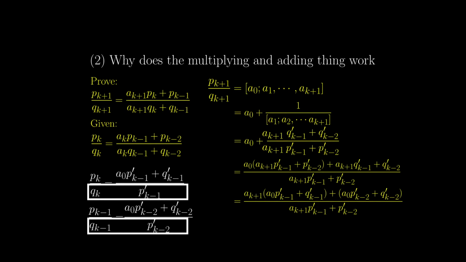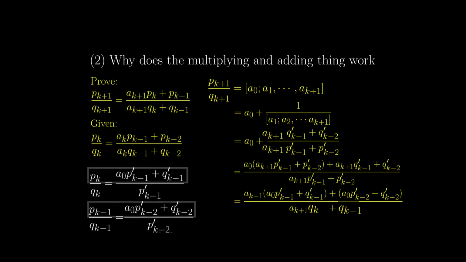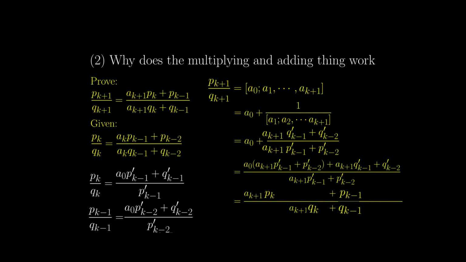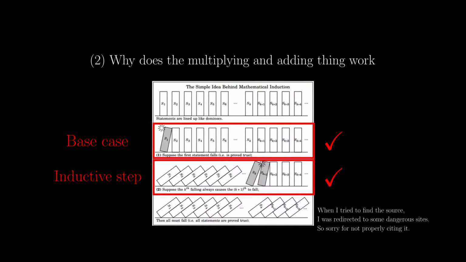We can again do some replacements in the denominator. Similarly, for another set of white boxes, we can do replacements in the numerator, which is exactly what we want to prove in the first place. With both base case and inductive step done, we can prove that the formula is true for all n at least 2.